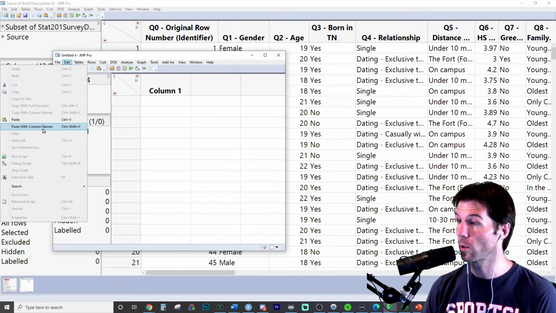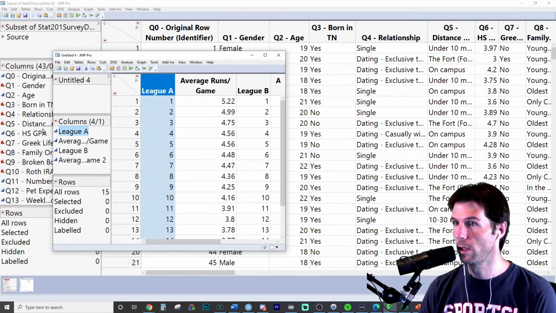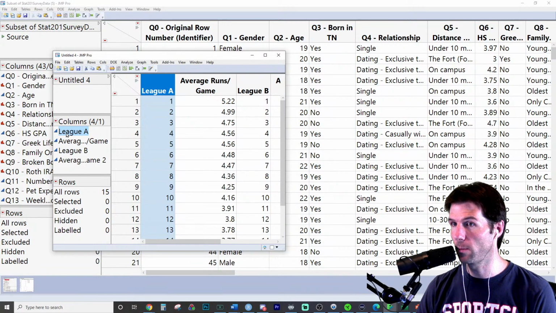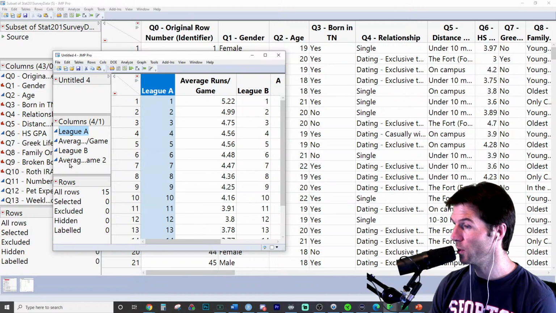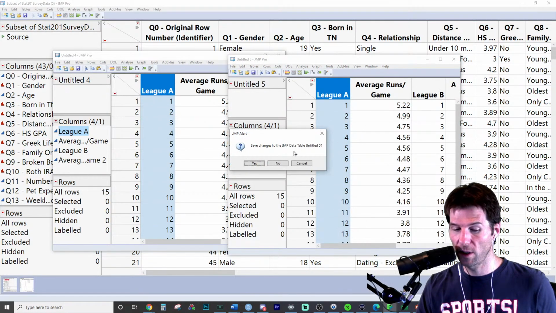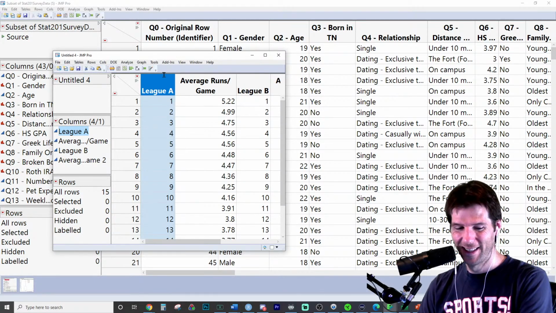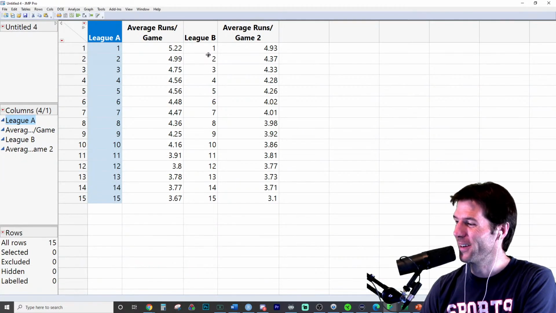If you make a mistake, start over, because this is where you can paste incorrectly. Please make sure you paste with column names and you see that these are blue. If they're not blue, please restart and make sure you paste with column names. If you paste normally, it won't do it correctly. These need to be blue. Sorry, it's the most common error.